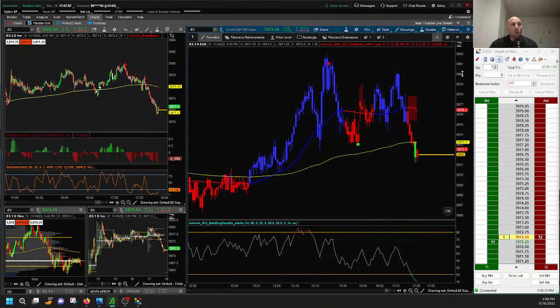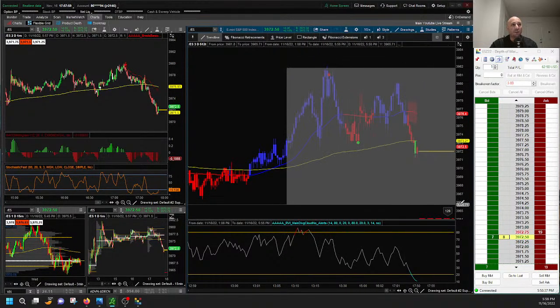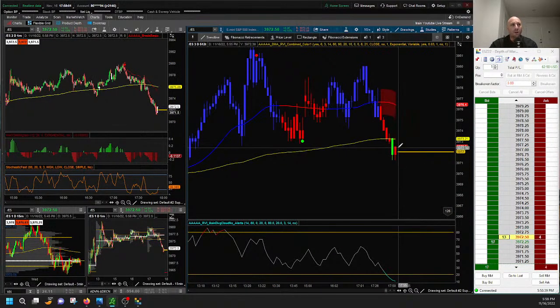So I'm going to look for potentially the same thing. If we could go a couple green, red candles and then make new lows, I know this RVI will be up here. We'll have divergence and then we'll just trade the waterfall potentially.